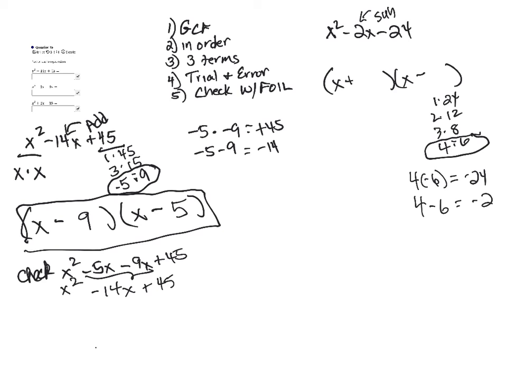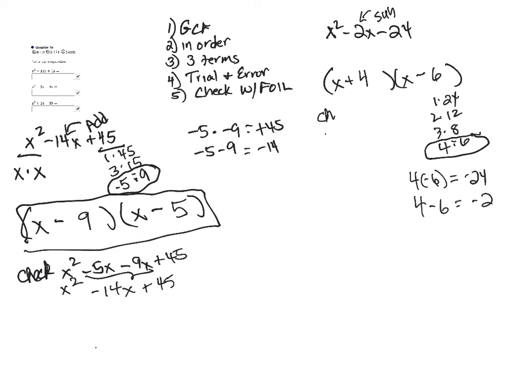Signs are different. Take the sign of the larger. So we want a negative 6 here and a positive 4. If you're not sure, just stick them wherever, but check them. If you get the wrong sign and the right number, switch the signs. Wrong number, switch the numbers. So let's do a check here.